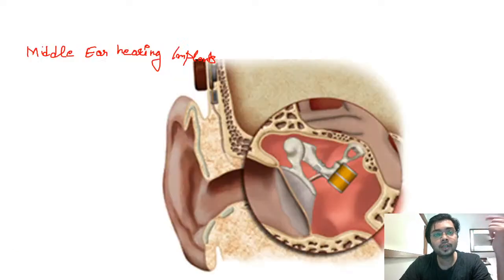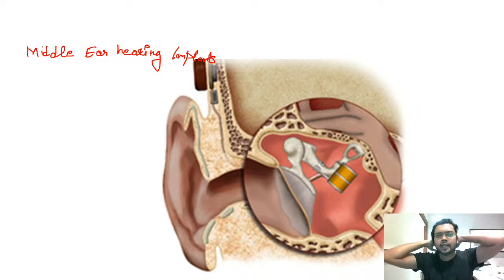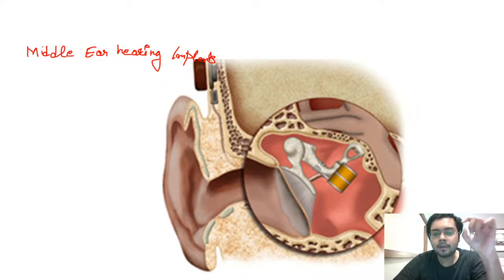Another important or future MCQ they can give you is this. They can give you this diagram, and in this magnified picture you can see a yellowish drum which is attached to the long process of incus. So can anybody tell me what is this drum which is being attached to the long process of incus? I'll wait for some seconds and see whether you know this future MCQ or not. So it is a middle ear implant. Okay, so it is a vibrating middle ear implant.